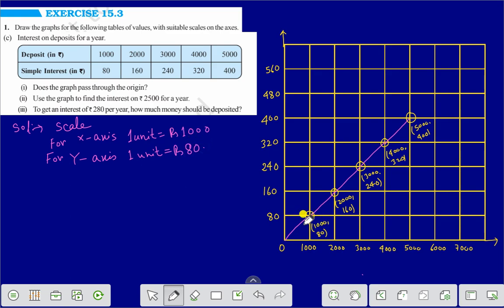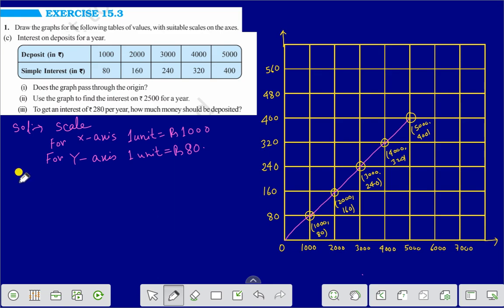Here you see, when x is 1000, y is 80; 2000, 160; 3000, 240; 4000, 320; and 5000, 400. We plot this graph like this. It is a straight line, or linear graph.